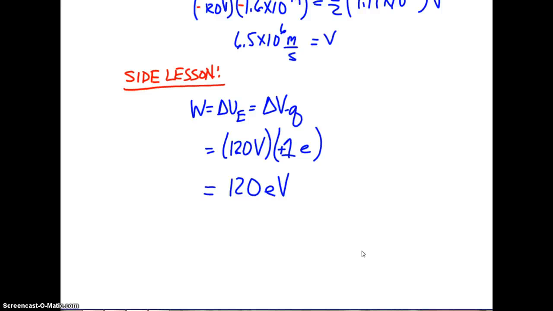There is a conversion between electron volts and joules on your reference table, where an electron volt is 1.6 times 10 to the negative 19 joules, and that should make sense by analysis of this equation.